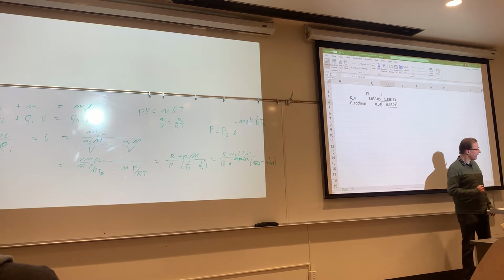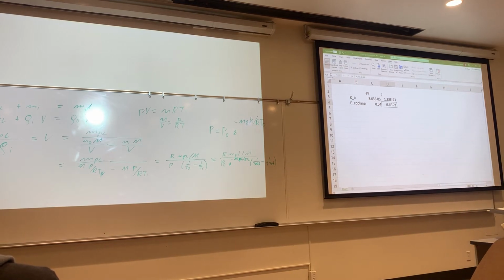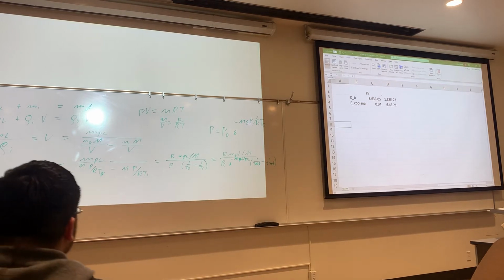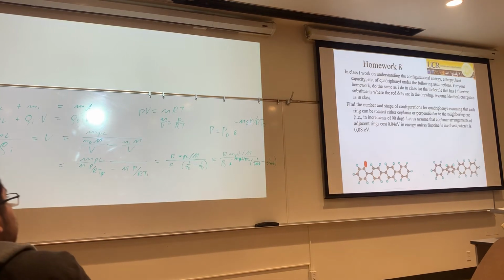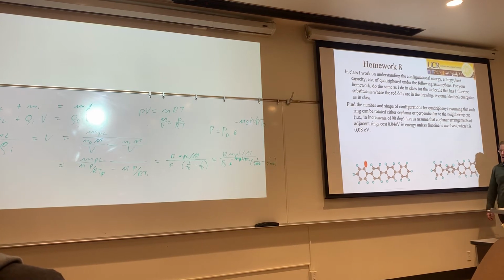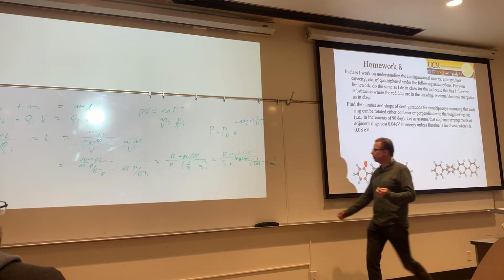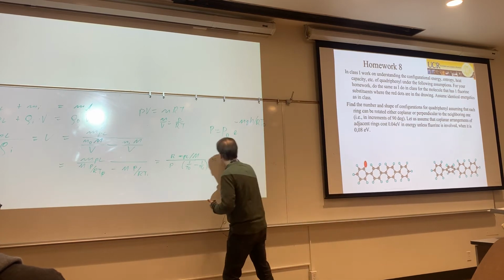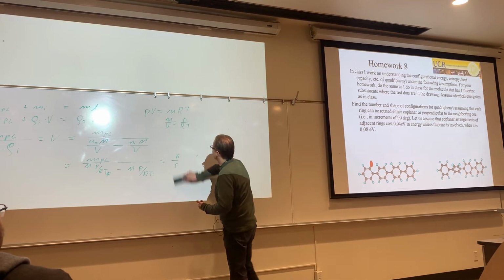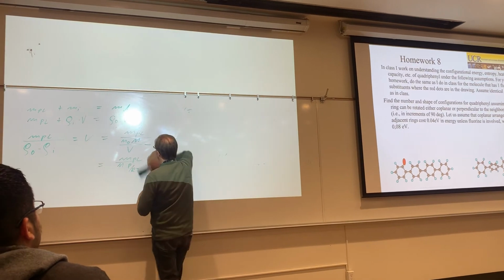Good. The next thing is, I'm worried about this molecule with 4 rings, correct? So let's have one more look at this molecule. See how many configurations of that molecule there are. I'll first do that on the board, and then I'll type it into Excel. Just need an empty board.